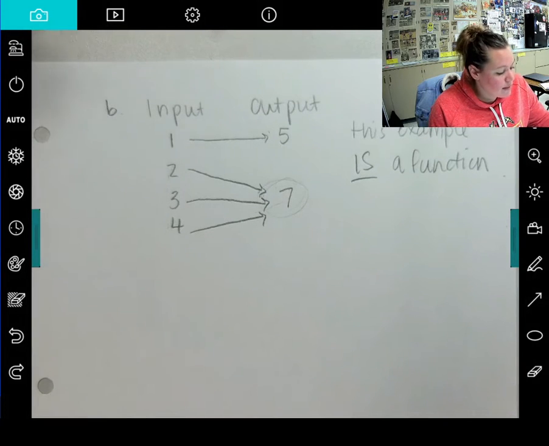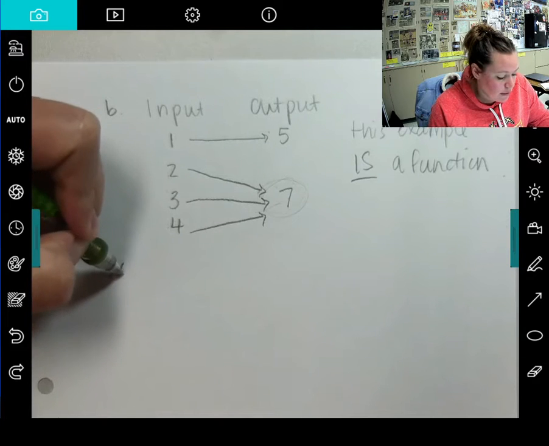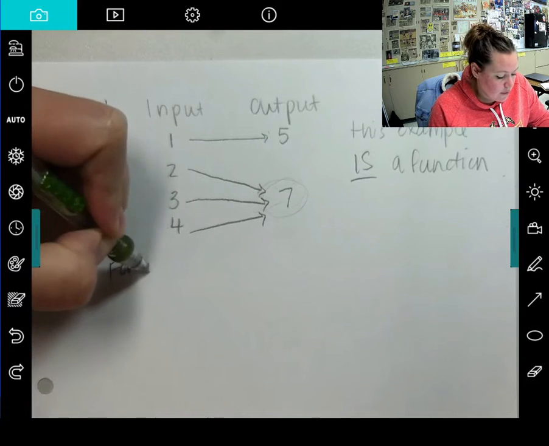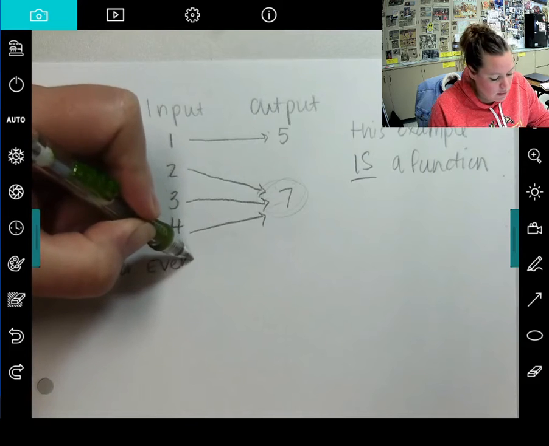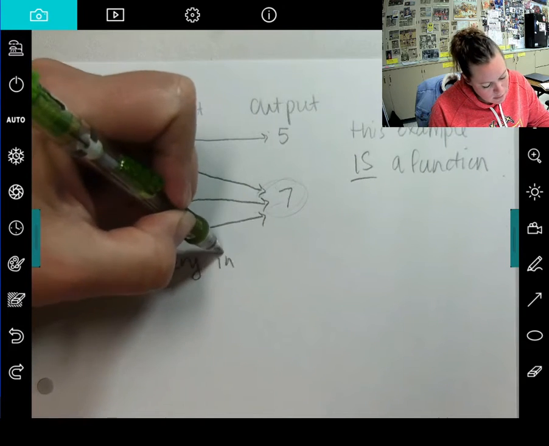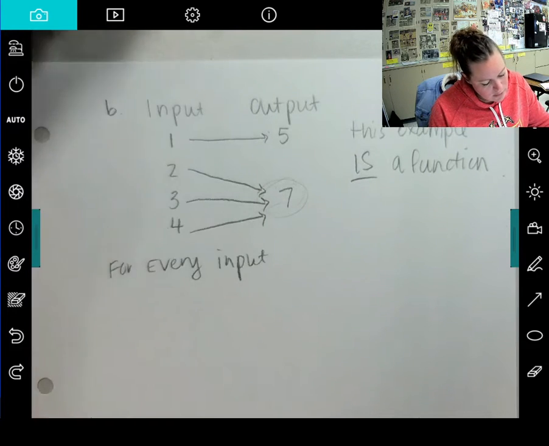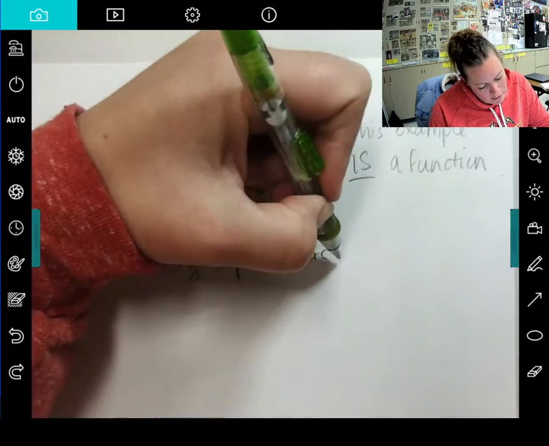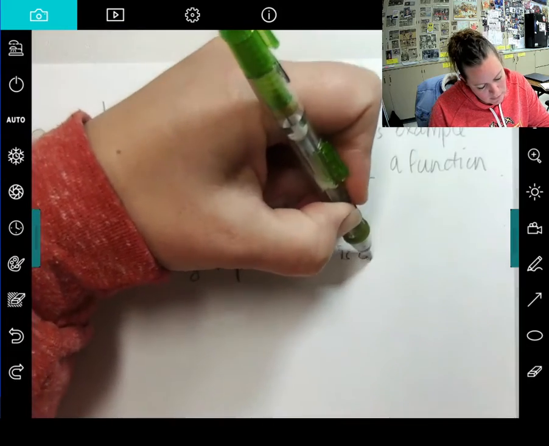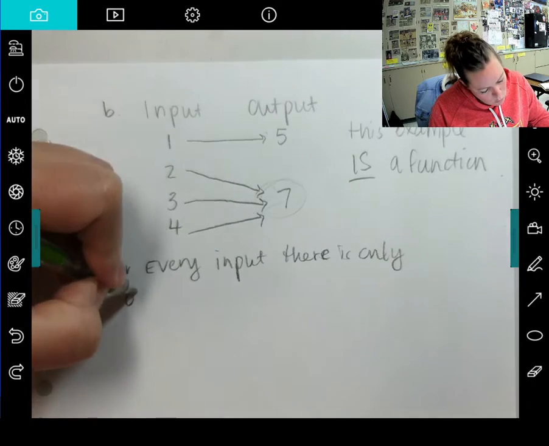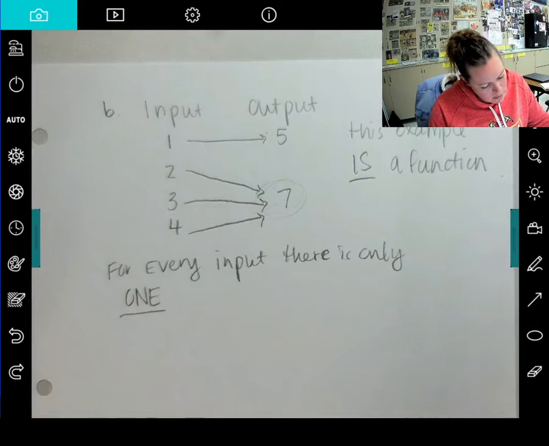That takes us back to that very special property of functions where we would say for every input there is only one output.